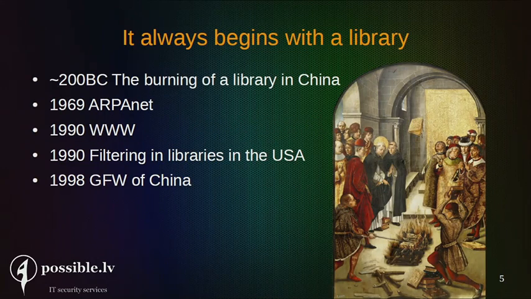Censorship in history always begins with the library. 2000 years before Christ, there was a burning of a library in China, which is one of the first practical cases of censorship recorded in history. In 1969, ARPANET was created. That is the predecessor of the modern internet. 21 years later, Tim Berners-Lee created the World Wide Web. Same year, filtering in libraries in the United States began.